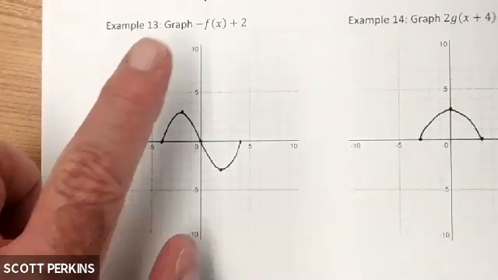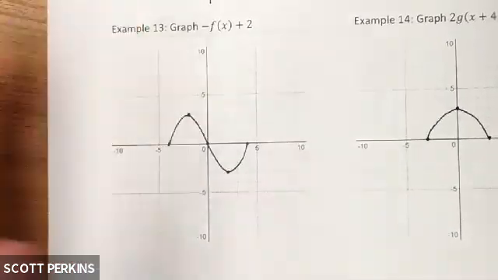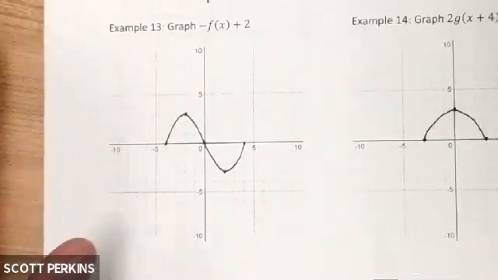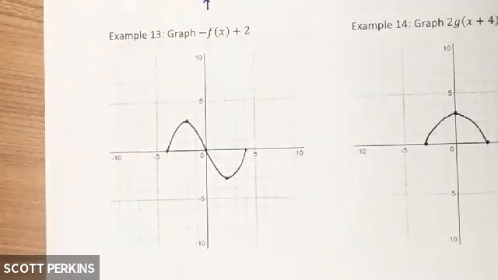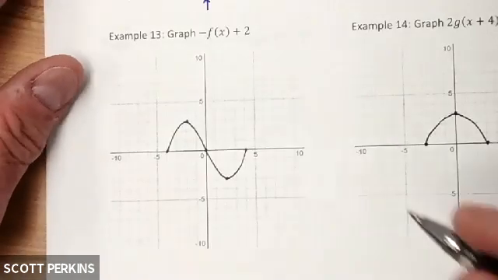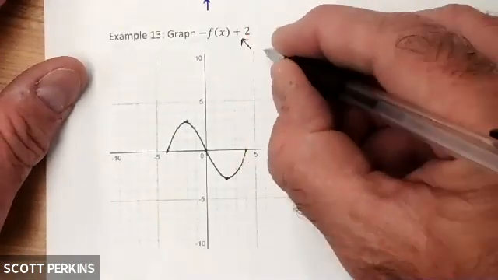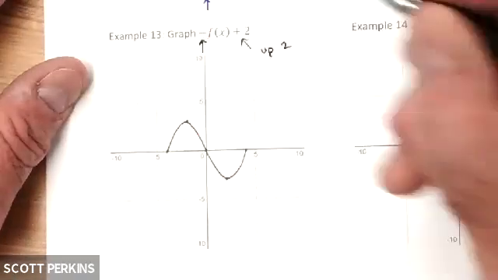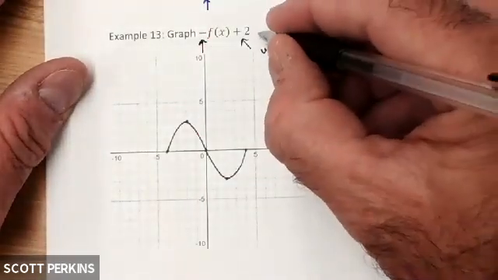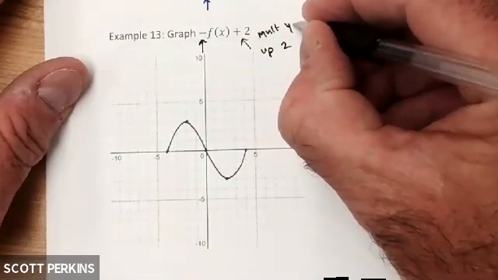So the first one here says, I've given you the graph of f of x. We've used this graph a couple times in class already, and we're going to do negative f of x plus 2. So first thing I want to do is write down what are the things happening to this graph. First thing I notice is the plus 2 means that the graph is going to go up 2 units. And then this negative out front means that I am going to multiply my y values by -1.